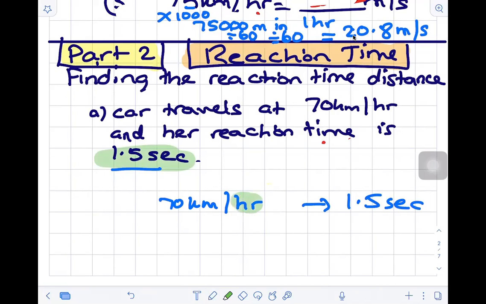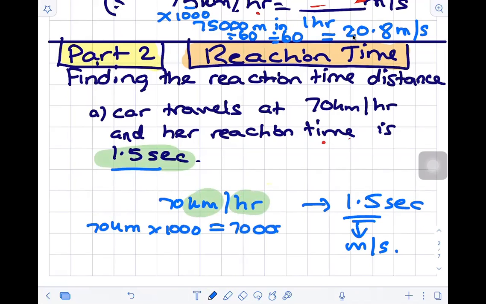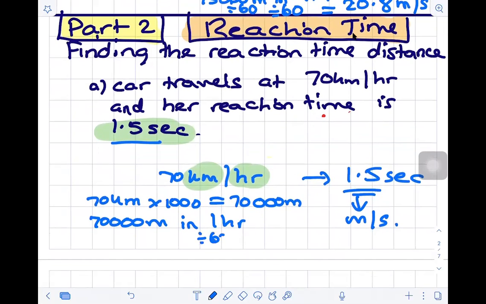Now see how that's in hours, you can't really look at that. And we don't want kilometers, we want it in meters because you're only going to go meters. So you need it in meters per second. So get the 70 kilometers and you times by 1,000 and that will change it to 70,000 meters in 1 hour. And then to get to 1 second, you divide by 60, that will get it for a minute. Divide by 60 again. So 70,000, divide by 60, divide by 60, I end up with 19.4 recurring.